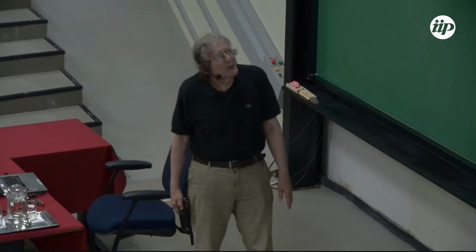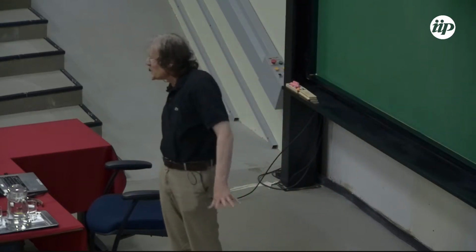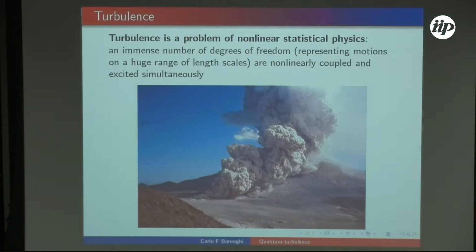So what is classical turbulence? I would like to stress my point of view here. Turbulence is a problem of physics. It should not be left to engineers. It's a problem of nonlinear statistical physics, where you see an immense number of degrees of freedom which are excited simultaneously. They interact nonlinearly, essentially representing motion of a huge number of length scales.